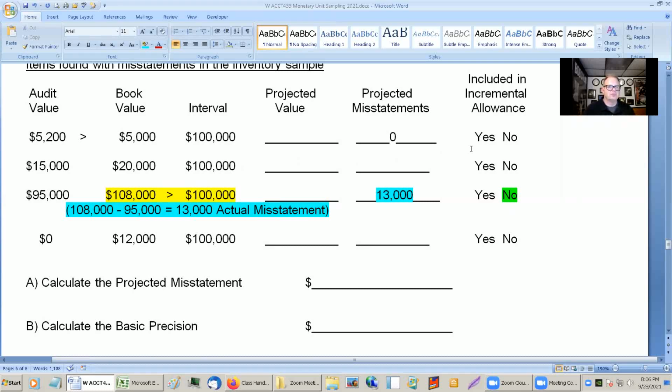Okay, so going through here, now I'll let you guys do the calculations. Mark this as no. This one's not a misstatement, so we won't do it. These two are going to be yeses because they're normal, well-behaved sample items. They're less than the interval, and they are overstatements. Because they're overstatements, we like them for this method. If they're understatements, we don't care. We ignore them.